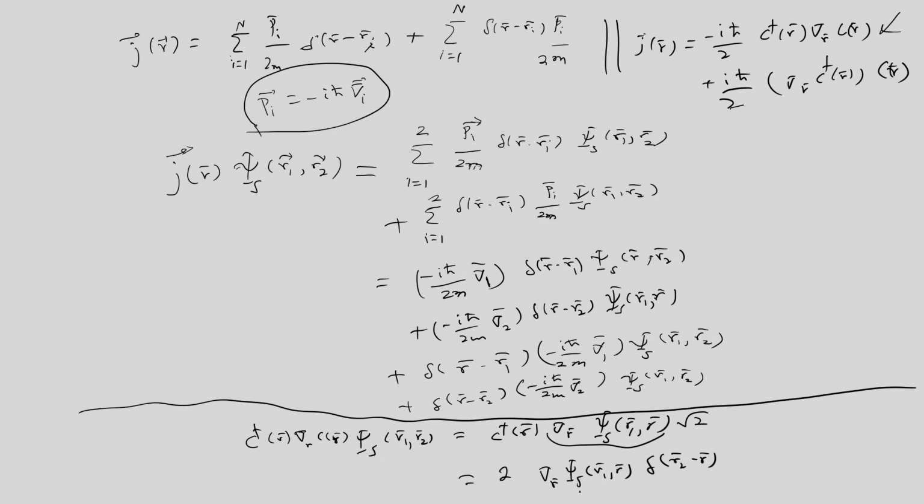But then I have to permute. So if it's R1 R2. But if it's the other way around, the permutation would be with an S: del R psi S R2 R, del of R1 minus R.